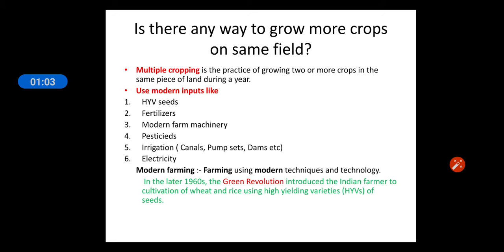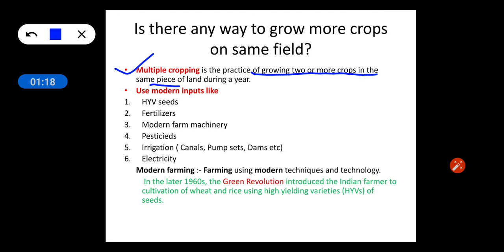What we can do is, rather than cropping just a single crop throughout the year, we can go for multiple cropping. Multiple cropping is the practice of growing two or more crops in the same piece of land during a year. Okay, so we can go for multiple cropping. This would definitely help us to utilize land at its optimum level. So that will be one way of utilizing land at the optimum level.